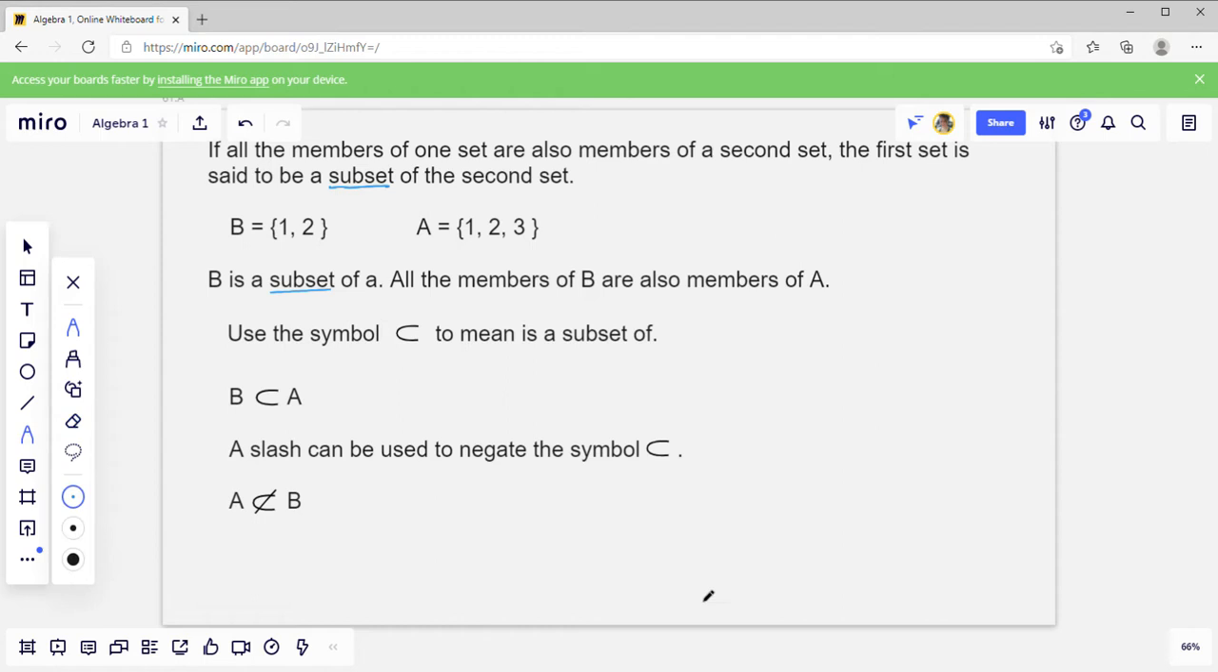We use this little stretched out C to mean is a subset of. So this would be read B is a subset of A. A slash can be used to negate the symbol, so A is not a subset of B. A has 1, 2, and 3 in it. B only has 1 and 2, so A cannot fit into B. So A is not a subset of B. Okay, so our slash through means is not. Okay?